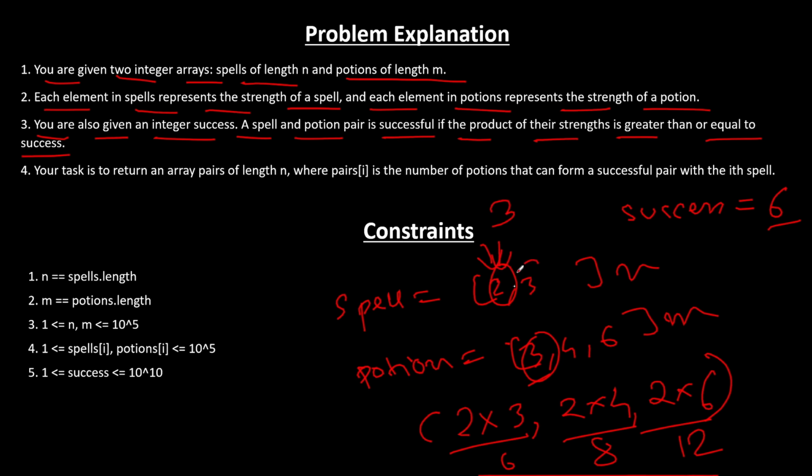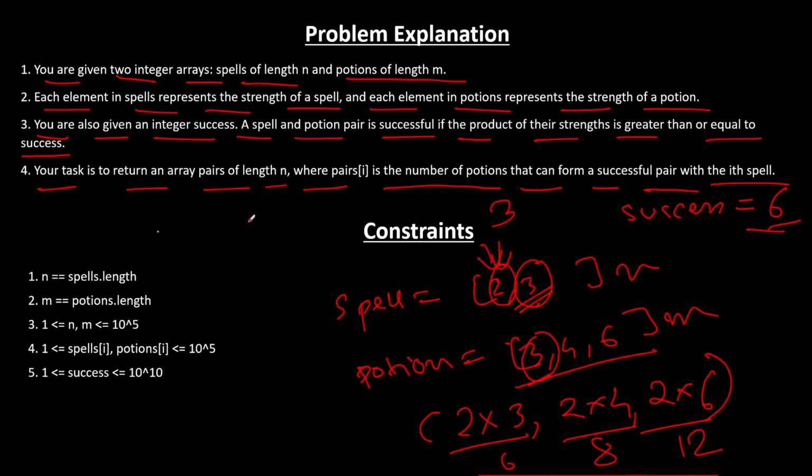Similarly, we will take spell value 3, with the strength of 3, and we will multiply this 3 with all of the numbers in the potions, and we will check whether the product is greater than the value of success. Our task is to return an array pairs of length n, where pairs[i] is the number of potions that can form a successful pair with the ith spell.